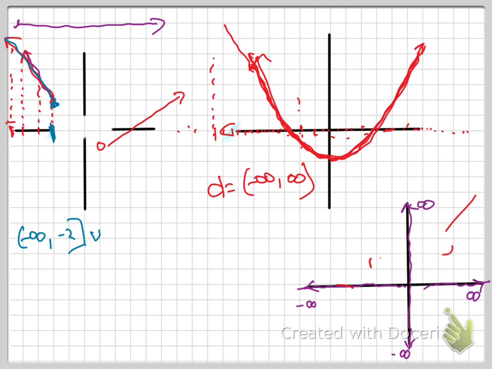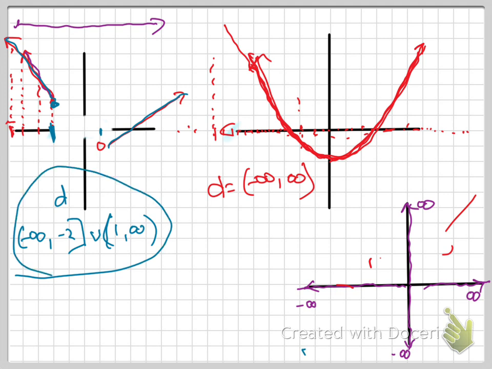And where on the x-axis did the graph start again? At 1. But the open circle means I'm not including it. That's why I use a parenthesis. And then does the graph go forever to the right? So it would go forever to positive infinity. So that would be the domain here. And I'm just throwing that to you. We're not going to use that yet. That's going to come later.